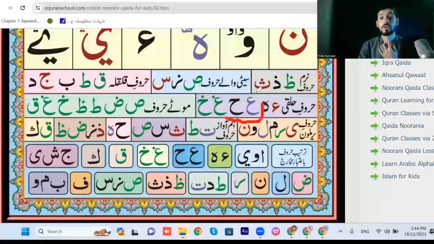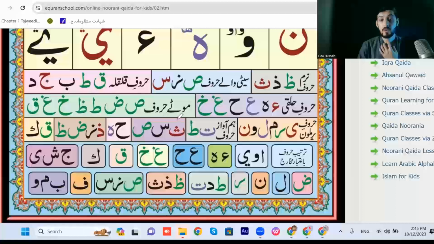Then from your middle throat, you pronounce ain and ha. Both are without dot. So ain, a, ha, hu. Most important letter in Arabic, okay? Ain and ha. And the last 2 letters are ghain and kha, both have a dot, and both are heavy letters also, heavy from here. See, from here. So gha, ghi, ghu, kha, khi, khu.